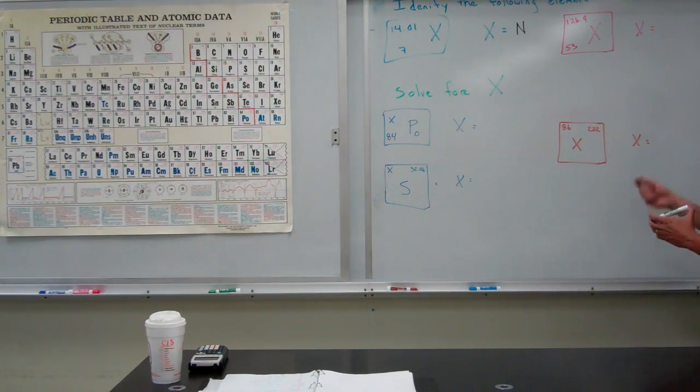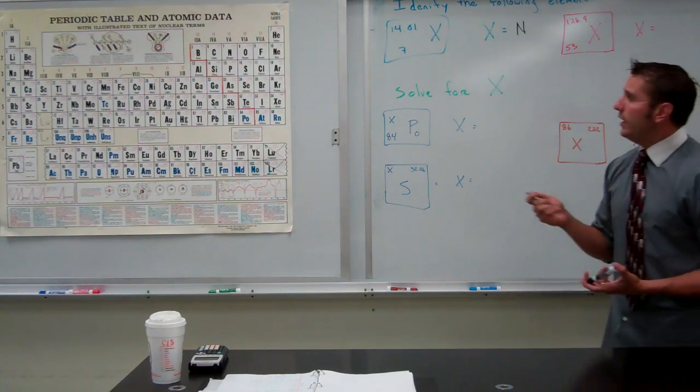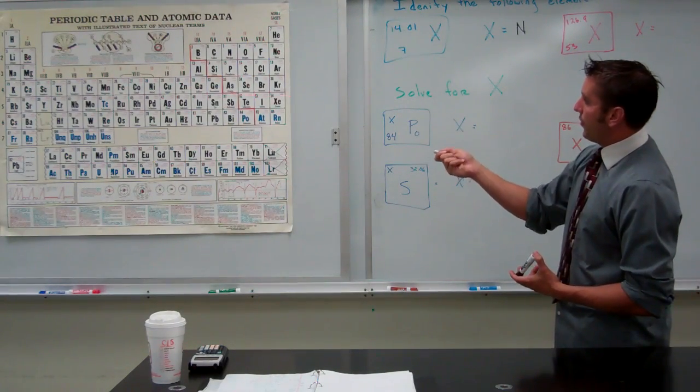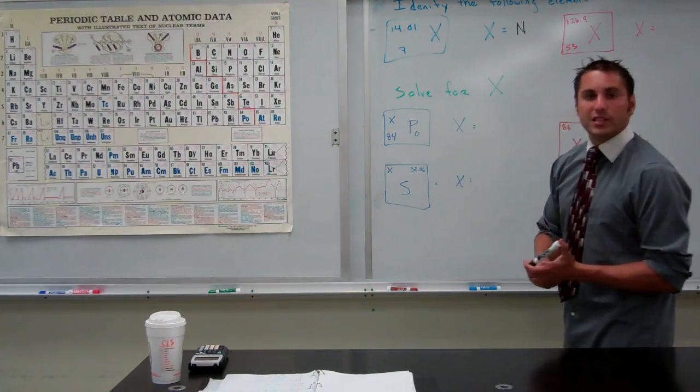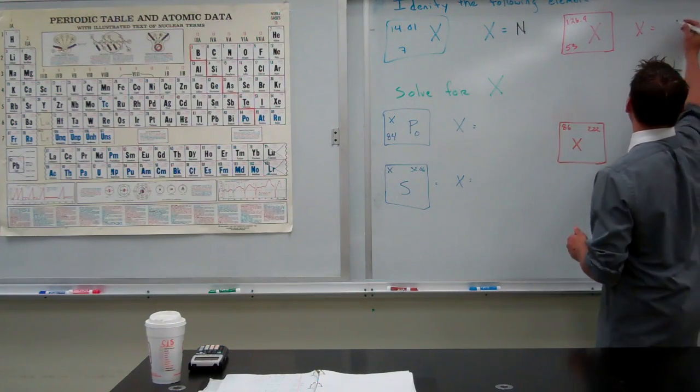If we do the same thing for this element here, I can either search all the small decimal numbers for 126.9, or I can look for 53, and sure enough, if we keep looking, 30s, keep going, 40s, 52, 53, and it looks like it is iodine.